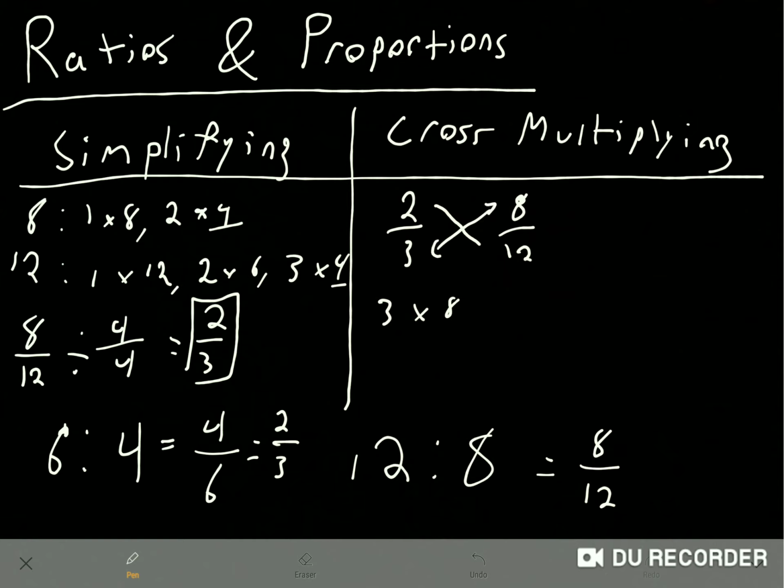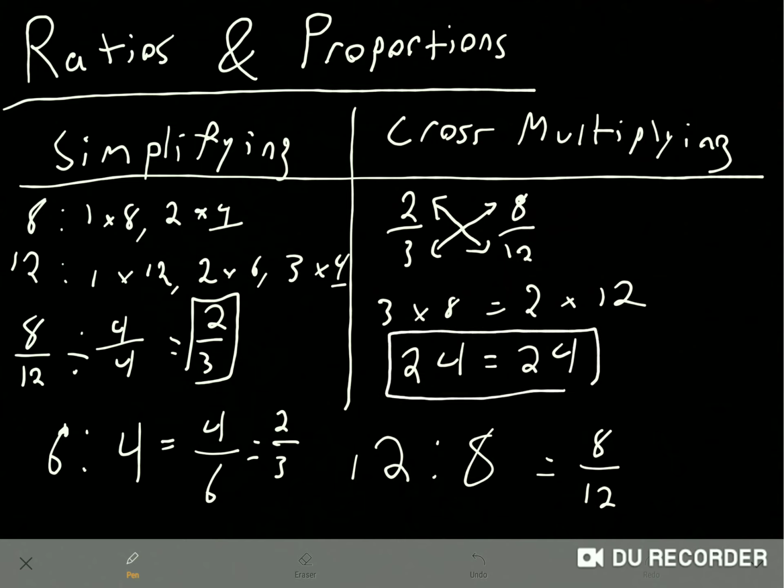So 3 times 8 should be equal to, well, let me write the arrows there just for clarity because it looks like a multiplication symbol. So 3 times 8 would equal 2 times 12 if the ratios are equal. We know 3 times 8 to be 24, and it so happens that 2 times 12 is also 24. Being that these numbers are the same, this tells us that the ratios are indeed equal, or as we would say, proportional to one another.